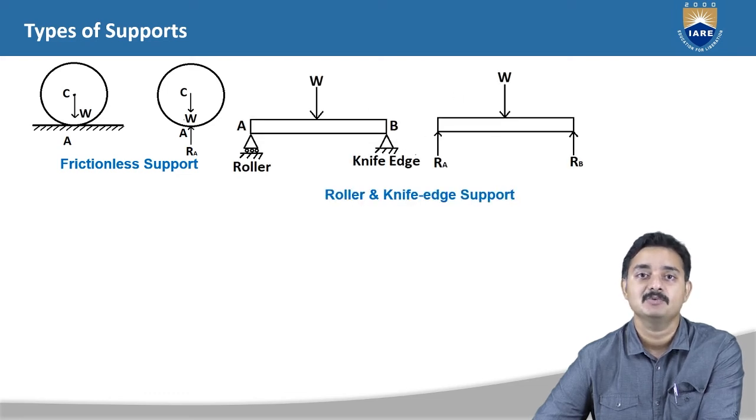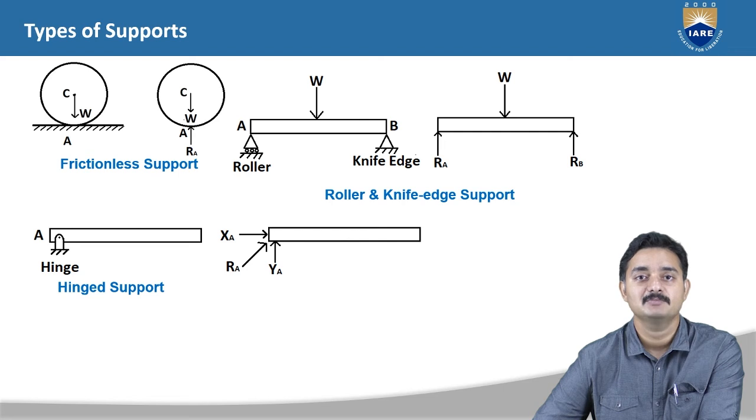The second type of support are the roller support and the knife edge support. These are also point load supports as shown here. The reactions at points A and B are shown in the free body diagram here, directed towards the body and normal to it. These supports restrict the downward movement of the body.